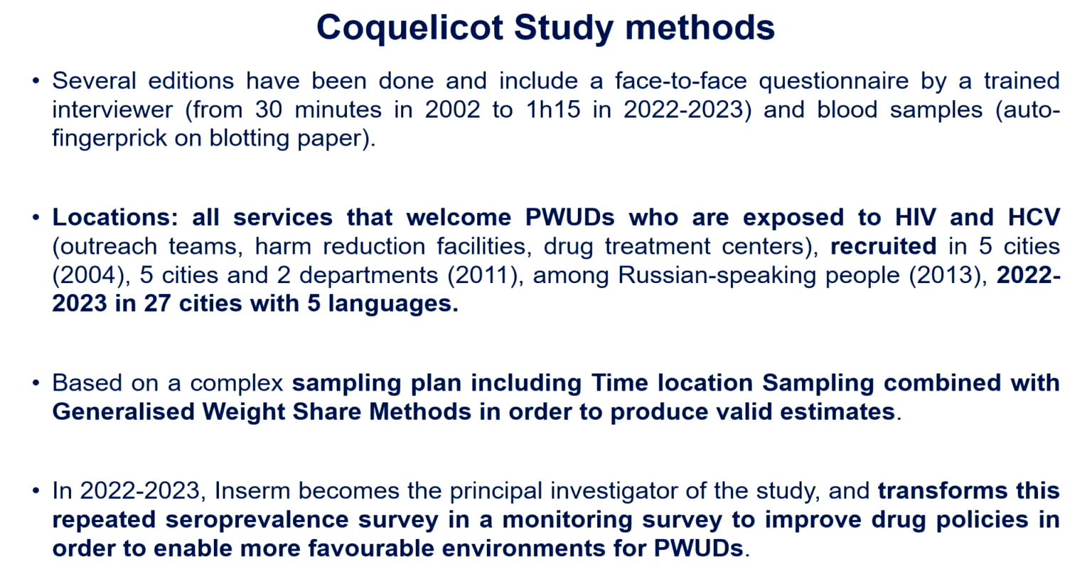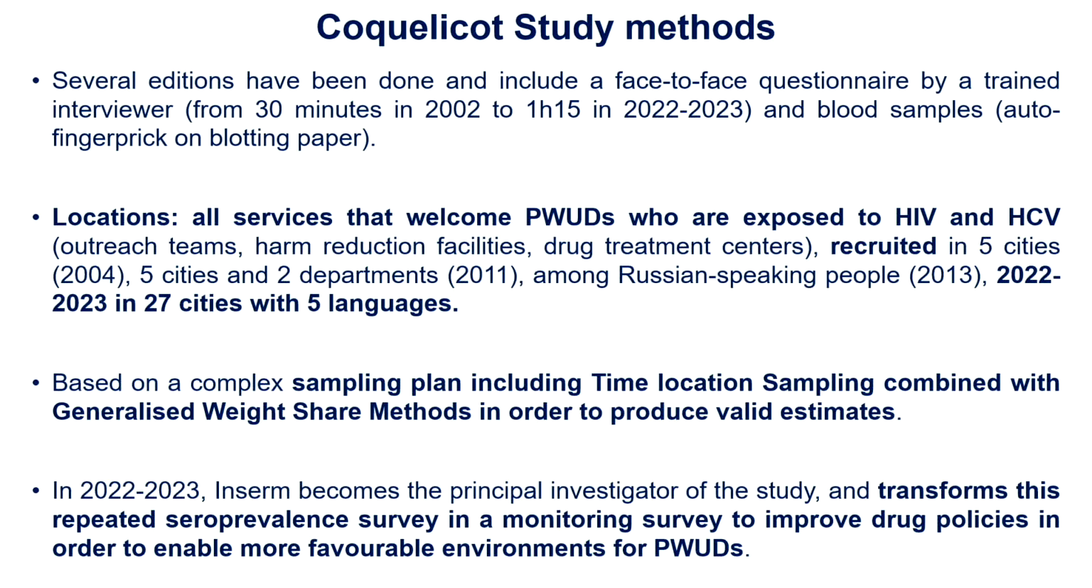Regarding the locations of this survey, we included people in all services that welcome people who use drugs, and we include people who use drugs who are exposed to HIV and HCV. Just after, I will define what we mean by exposed to HIV and HCV. The services included in the Coquelicot survey are outreach teams, harm reduction facilities, and drug treatment centers.